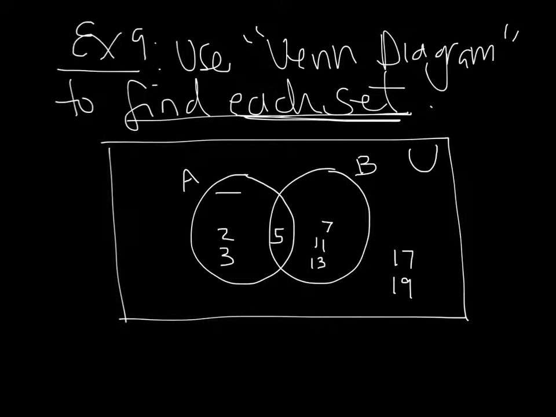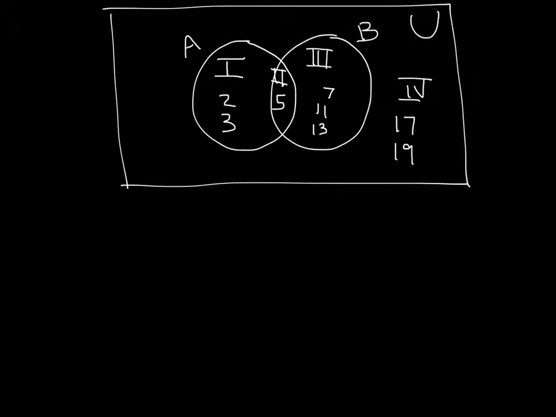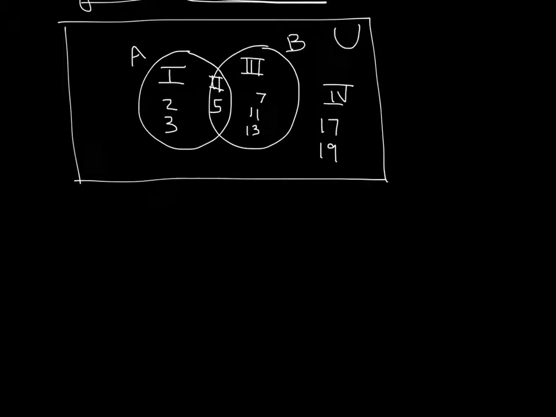I also have Roman numerals: 1, 2 in the intersection, and then 3, and then we also have 4 here. This Roman numeral is representing everything in this piece, not the whole A, but just this piece. So in other words, 2 and 3. Roman numeral 2 is here, and so forth. And we're going to go ahead and compute these specific sets.